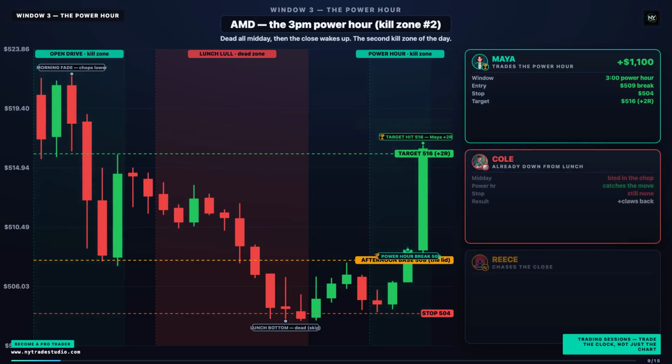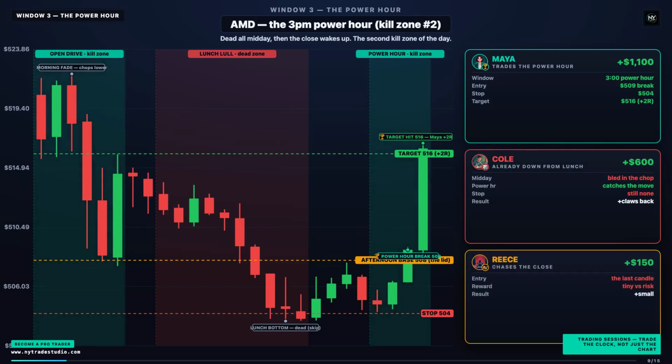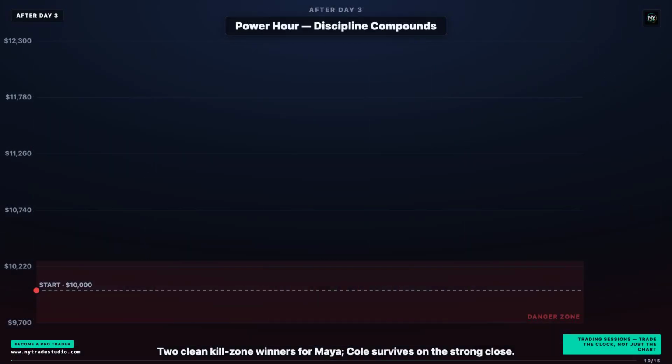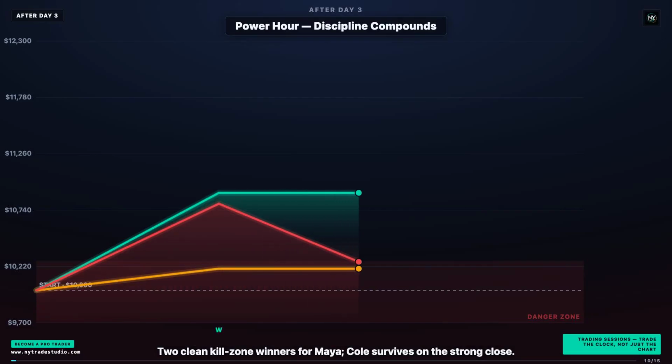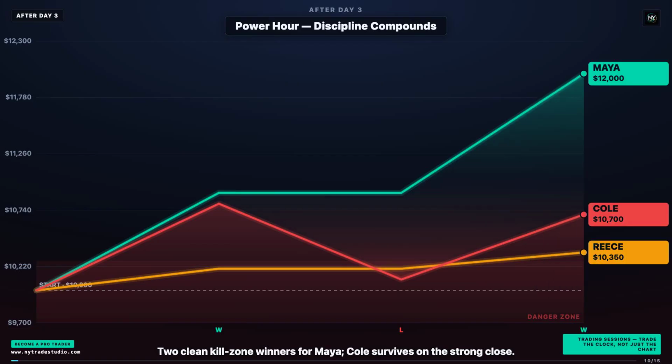Cole, who traded the dead midday in blood, at least claws some back in the strong close. Reece buys the very last candle with almost no room left. The close is loud, so that is when you trade it. After the power hour, Maya has 2 clean winners from the 2 green windows, and her account is compounding. Cole clawed some back in the strong close, but he is still trading on borrowed time.